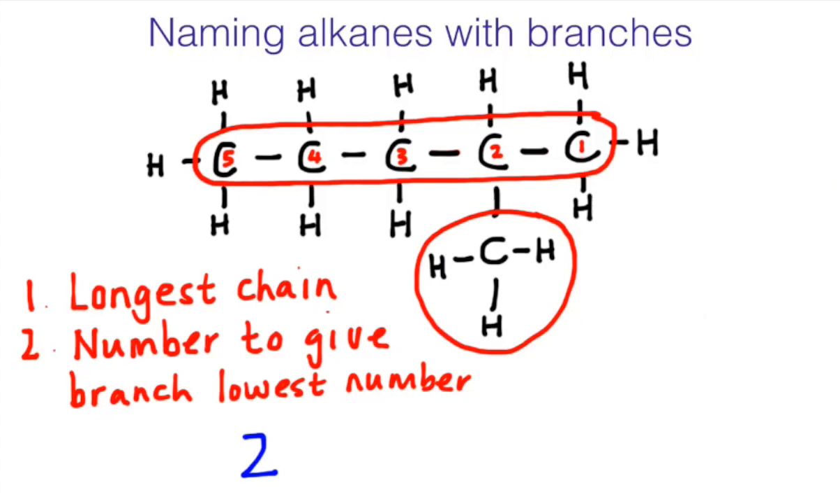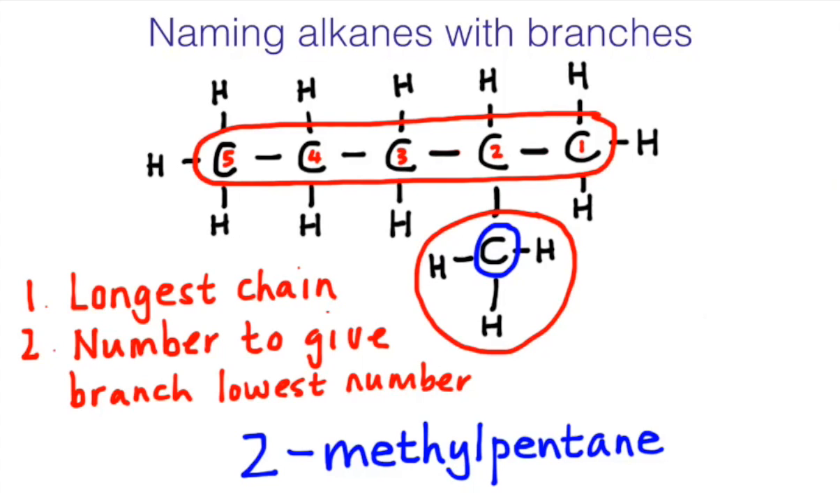We start by indicating the number on which the branch sits. So it sits on carbon number 2. We then put a dash. We always have dashes between numbers and letters. And it's a methyl group because there's 1 carbon in the branch. So 2-methyl. And then our main alkane has got 5 carbons, and so it's pentane. So 2-methylpentane is the name of that particular compound.